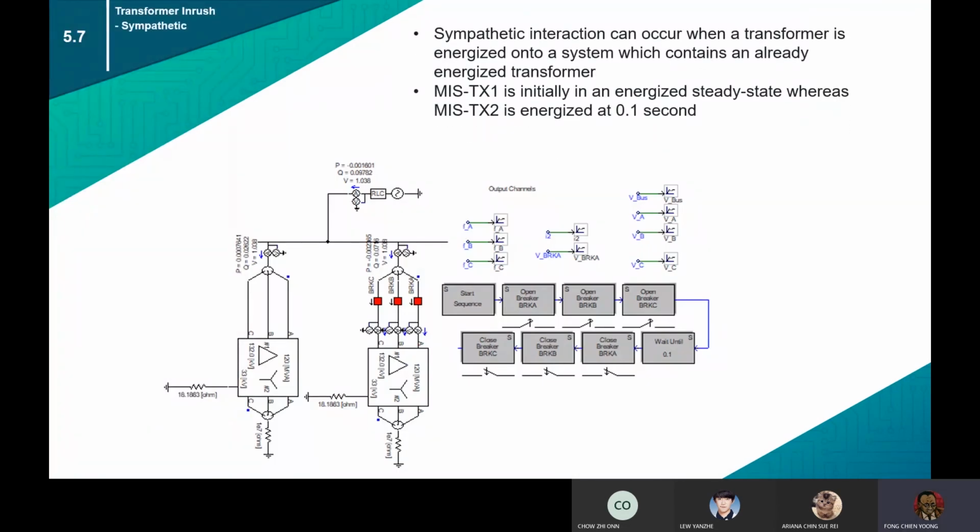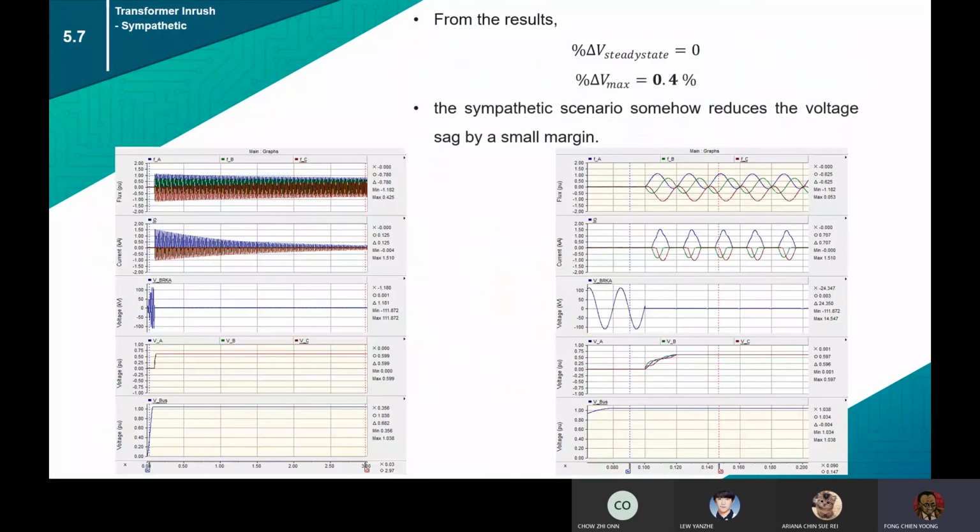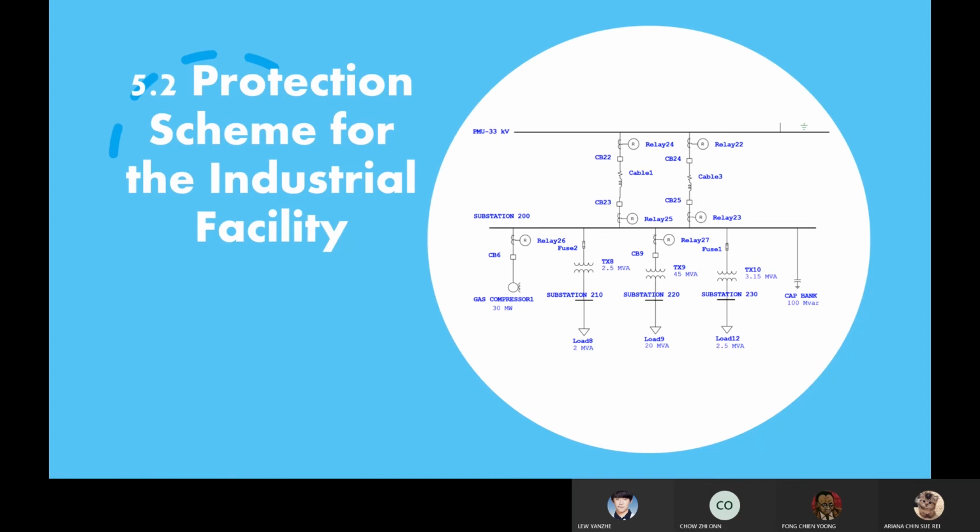Next, we consider the sympathetic scenario where one transformer is already energized and another transformer is connected to the bus. So in our context, TX1 is already energized and TX2 is connected to the bus. From the result, we find that the change in Vmax actually decreases from 0.8 to 0.4. I'll pass the time to Arena Chin for 5.2, 5.8 and 5.9.